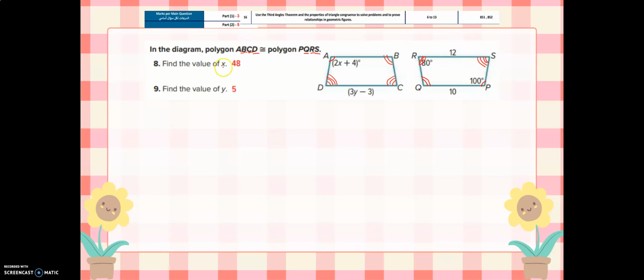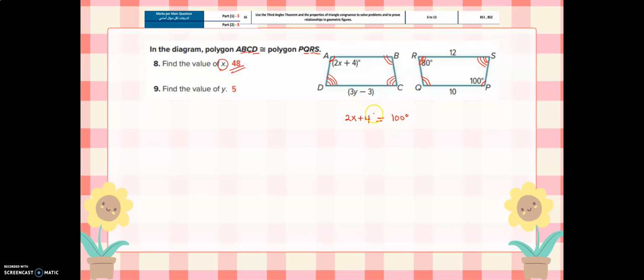Okay. Now we are asked to find the value of x. So the answer is 48. How are we going to get 48 here? This is what we are going to do. So as we all know, 2x, A corresponds to P, and so they are congruent. So I can write here 2x plus 4 is equal to 100 degrees.